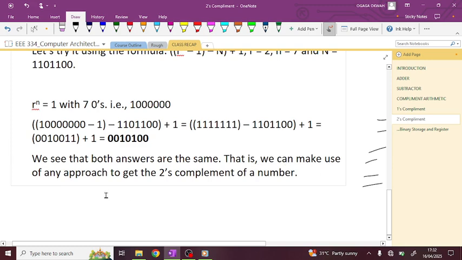That is, we can make use of any approach to get the 2's complement of a number. And that's where we'll stop in this video.